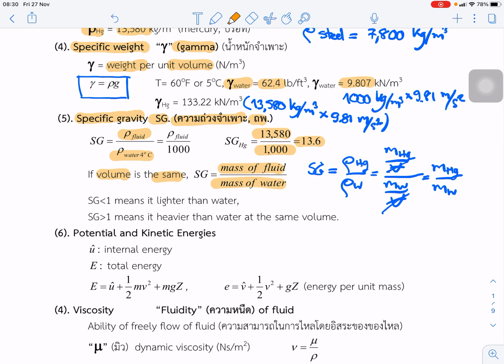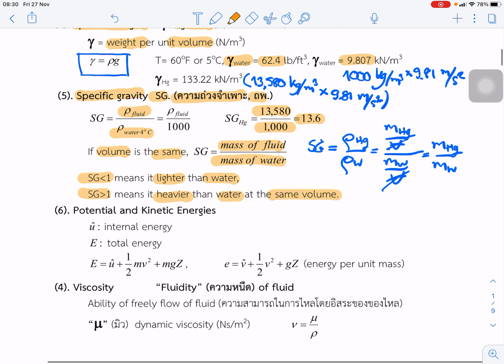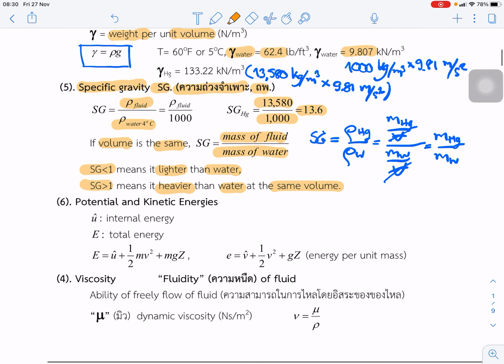And if Sg is less than 1, it means it is lighter than water, so in this case this fluid is floating. And if it is greater than 1, it means it is heavier than water at the same volume, so this fluid will sink underwater.